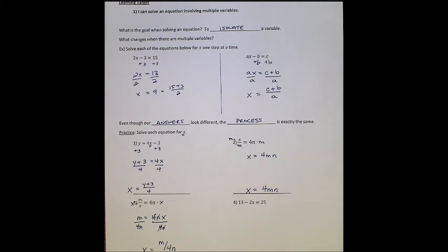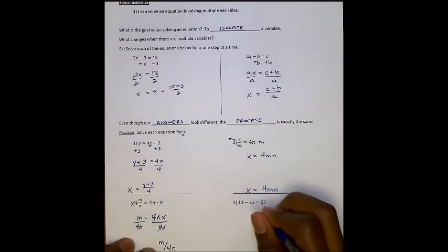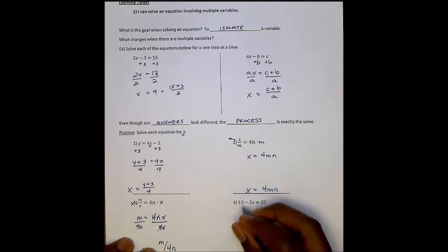And I'll do the same thing on this next problem. Okay, I need to get x by itself. What's stopping it from being by itself? It's 13, this negative 2x. So I'm going to move the 13 first. Subtract 13 from both sides.